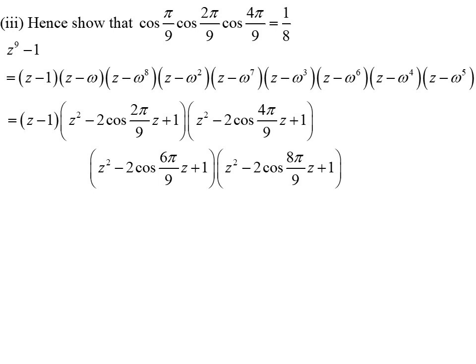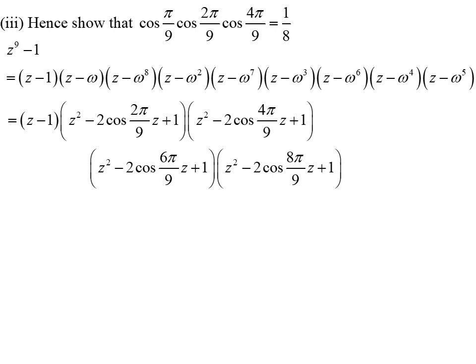I couldn't fit it all on one line when I expanded this out, so this is all meant to be one line. So we have z minus 1, but then, because they're conjugate pairs, I know that we will get z squared minus the sum of the roots. Well, the sum of the roots when you're in conjugate pairs will be twice the real part. So I get twice the cos of 2 pi on 9.